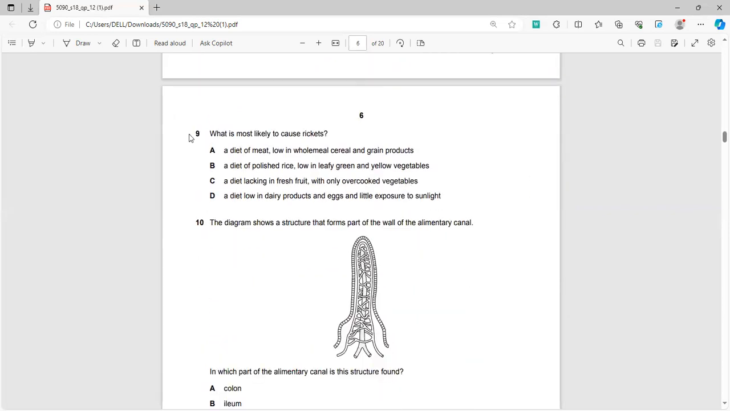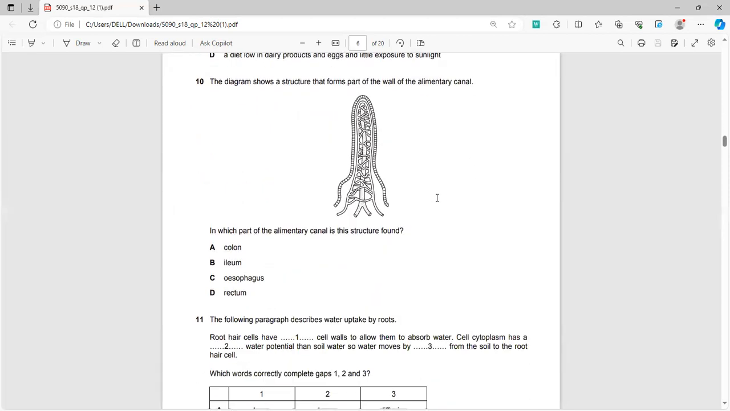Question number 9, which is most likely to cause rickets? Rickets is most likely due to a vitamin D deficiency. So a diet low in dairy products and eggs and little exposure to sunlight is the best combination of variables. Now in question number 10, in which part of the alimentary canal is the structure found? This is the villi, and as we all know, the greatest amount of absorption occurs in the villi in the small intestine. And the small intestine is the ileum.